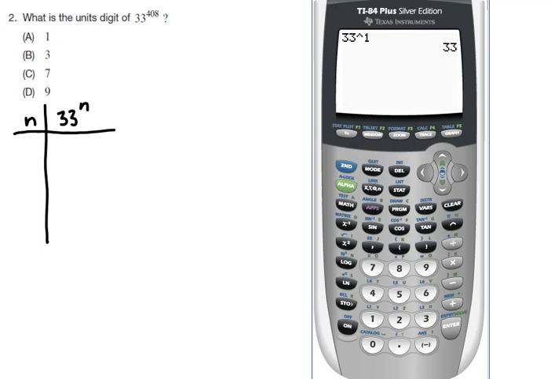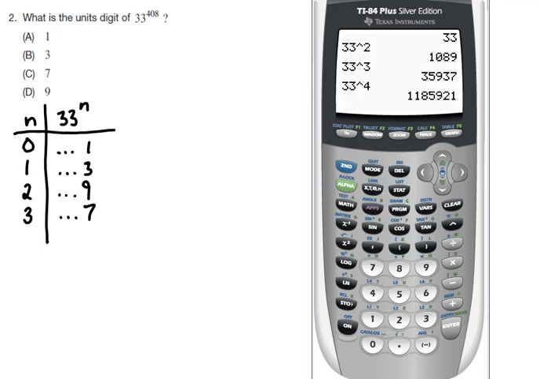But I'm going to make a table over here on the left. And since we're only looking for the units digit, I'm not going to care what happens before that in the number. So I'm now going to do 33 to the second power. And that gives me 1089. When I do 33 to the third power, I got 35,937, so 7 was the units digit there. Then 33 to the fourth power gave me 1,185,921.